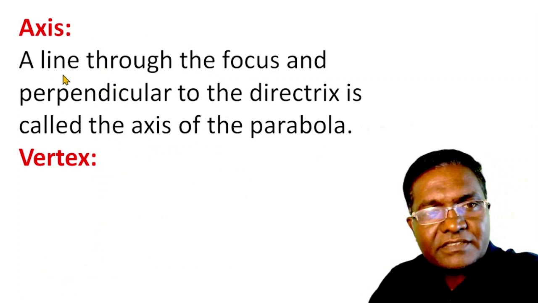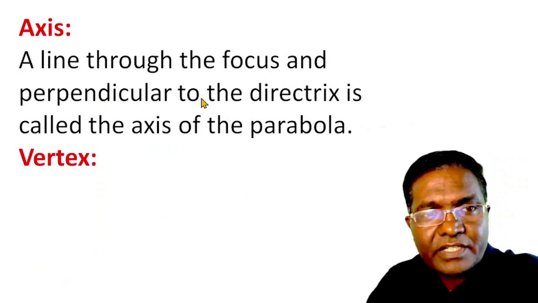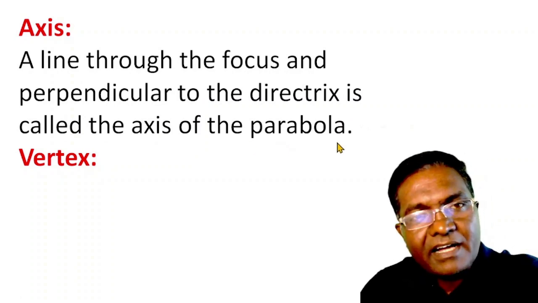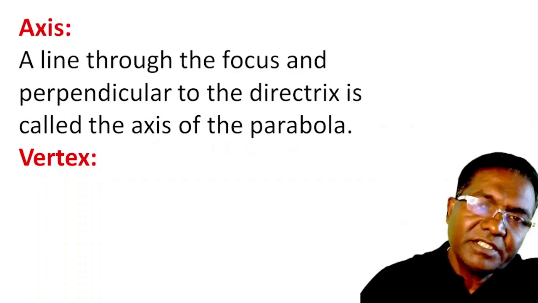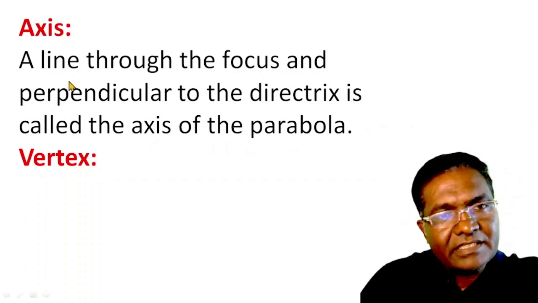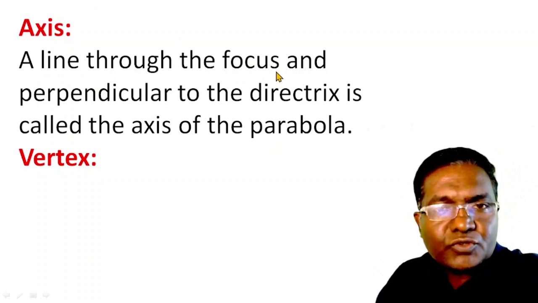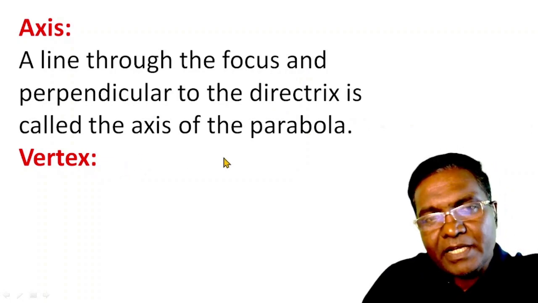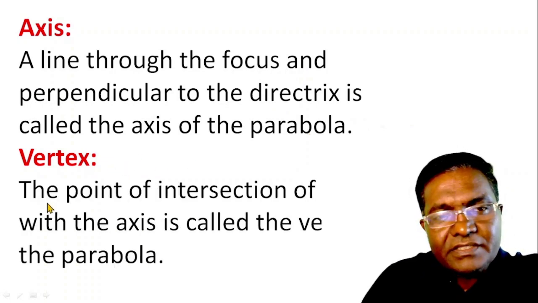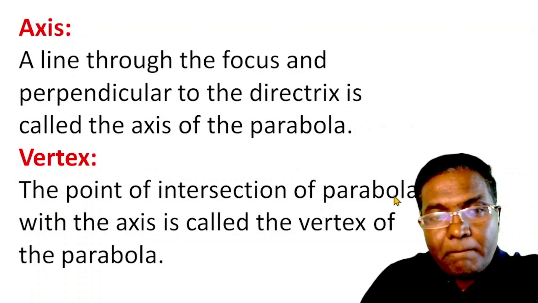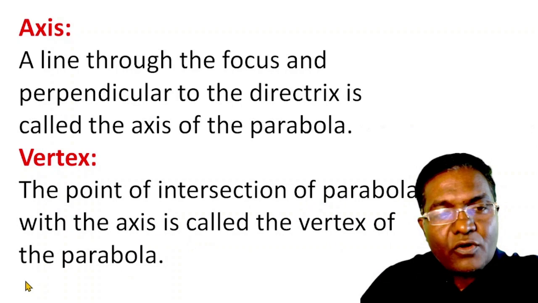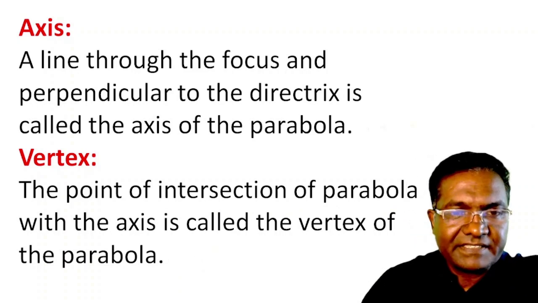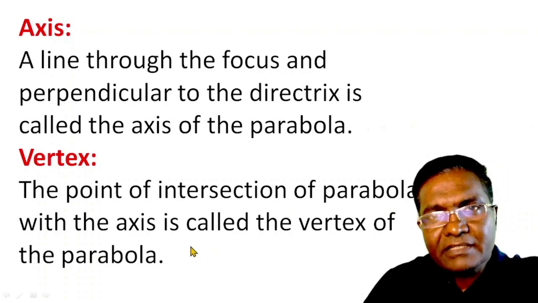As I mentioned, the axis means a line through the focus and perpendicular to the directrix is called the axis of the parabola. So if anybody asks you what the axis of the parabola is, you must be able to tell this statement: a line passing through the focus and perpendicular to the directrix is called the axis of the parabola. Next, the vertex, as I mentioned, is the point of intersection of the parabola with the axis. Vertex means it's the point where the parabola cuts the axis. Yes, do remember these two definitions.